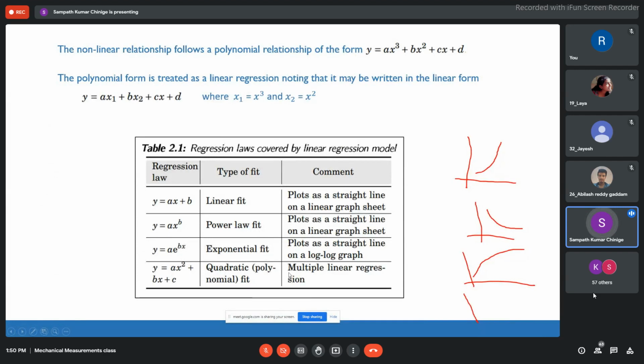And then we have the fourth one. We call it the ax squared plus bx plus c form. That is a polynomial fit, which basically comes from one equation, this is ax squared plus bx, and then we can also derive, depending on the power, the power will vary. So it's called a quadratic fit, and this can be done by multiple linear regression. This can be solved by multiple linear regression.